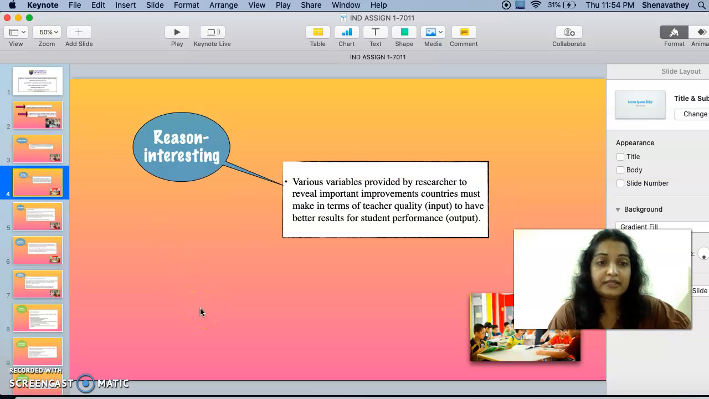The reason why this article is interesting is because the researcher has utilized various variables in order to reveal important improvements countries must make in terms of teacher quality, which is the input, in order to have better results for student performance as the output.